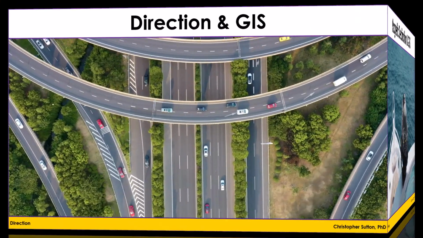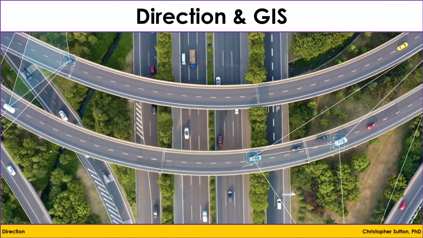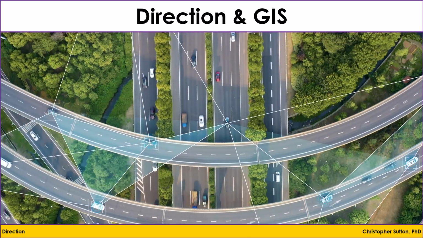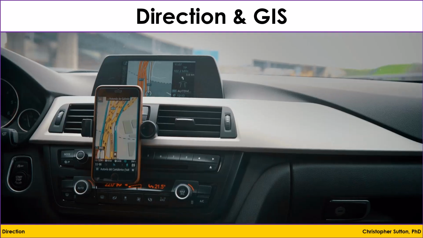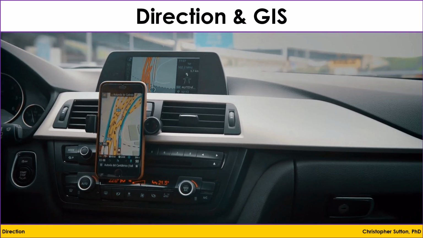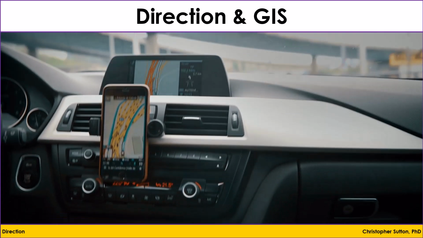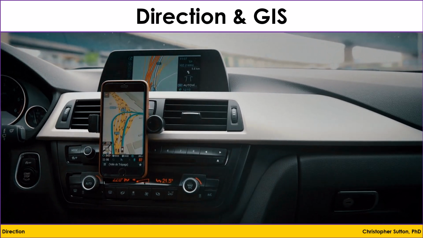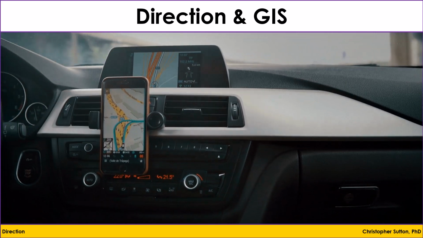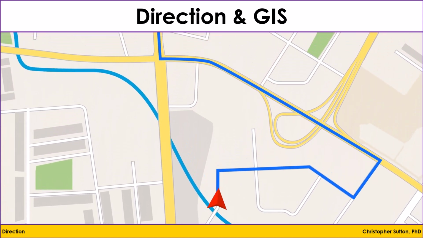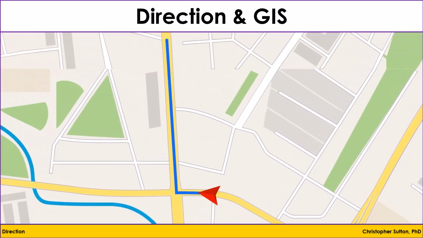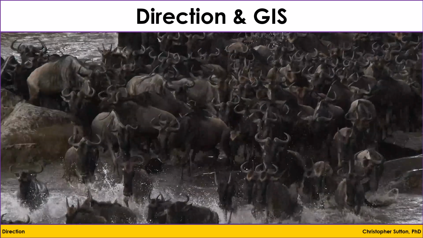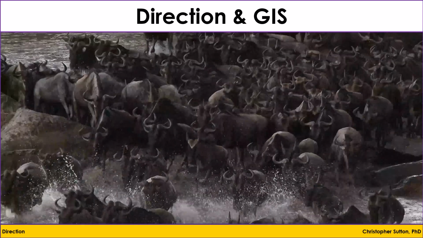What kinds of applications might we see direction being an important part of what we do in GIS? In navigation and routing, GIS combines direction with distance to create optimal routes for vehicles, ships, and airplanes, ensuring efficient travel and logistics. Directional information enables turn-by-turn navigation for real-time applications like GPS. We use direction in movement and flow analysis.